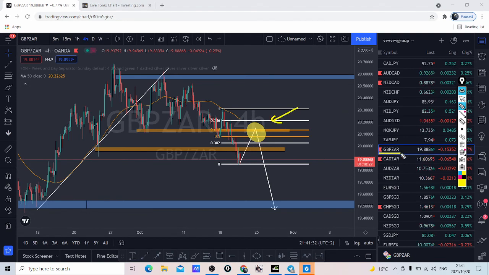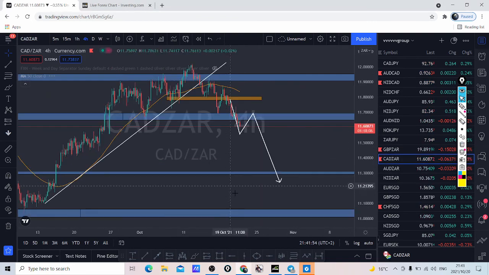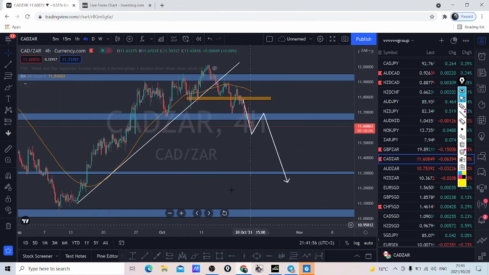But there is GBP ZAR. If GBP is still flat, maybe with +1, and the ZAR is still bullish, then we will enter this one for a sell. But if the GBP is changing direction, then I will stay away from this one. But obviously you'll be updated, guys. I'll keep you updated.